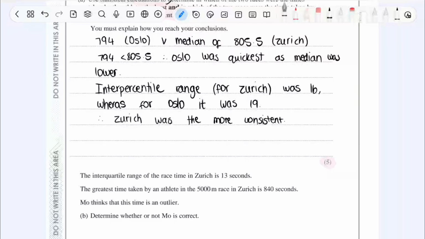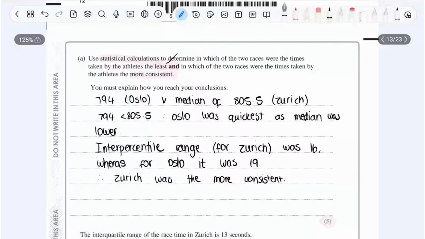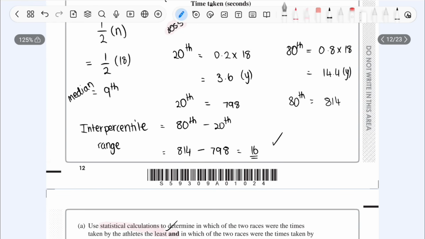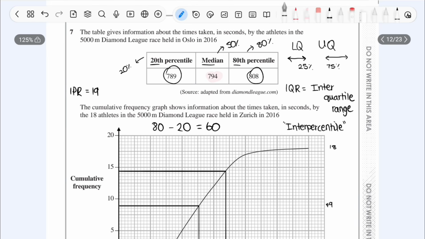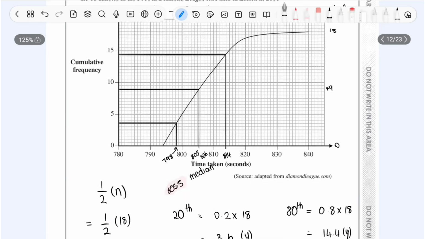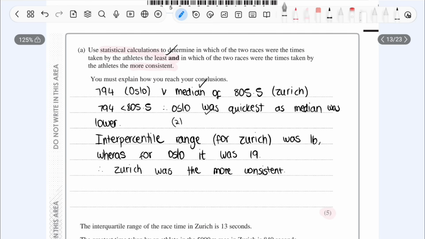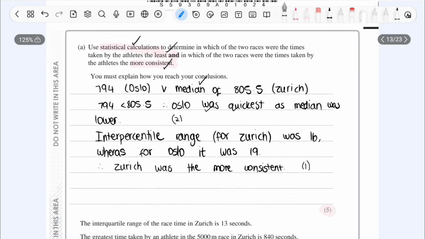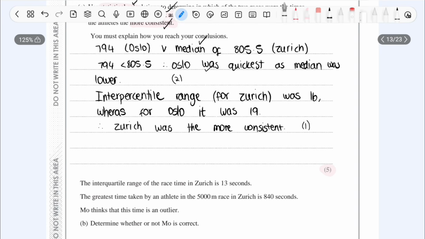To highlight where the marks came from, you would get 1 mark from actually finding the median, and then 1 mark from actually doing the comparison, so finding that Oslo was the quickest, and that would give you 2 marks. You then also get 2 marks from finding the interpercentile range for Zurich, and the interpercentile range for Oslo. That's another 2 marks, and then you get your last mark from obviously the context, stating that Zurich was more consistent. And by doing this, we've addressed the statistical calculations, the least values, and the most consistent values, and that's the 5 marks achieved.